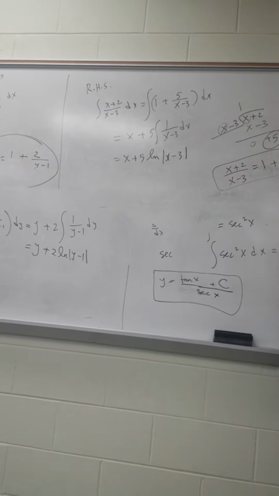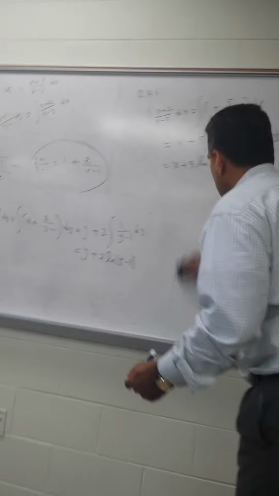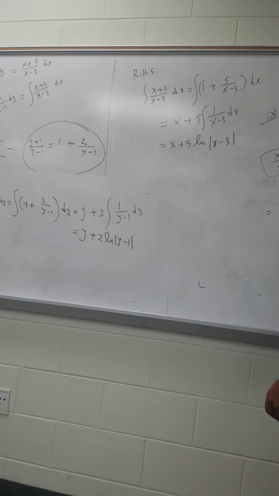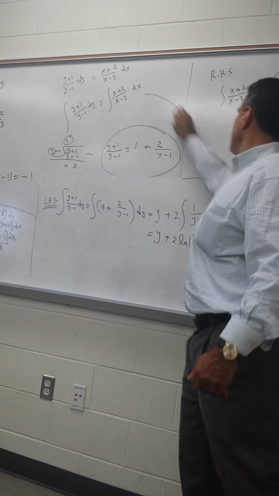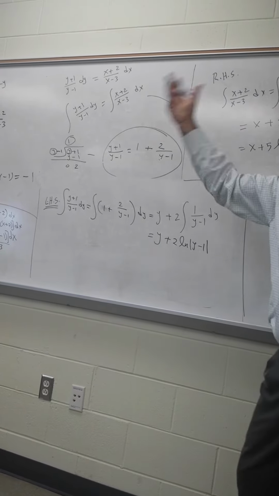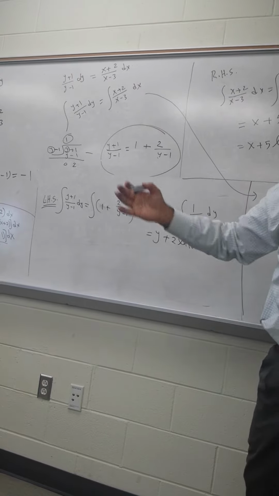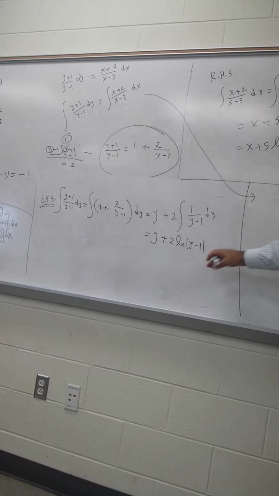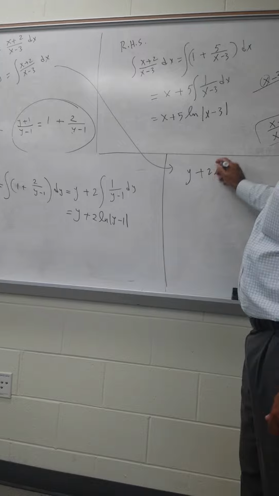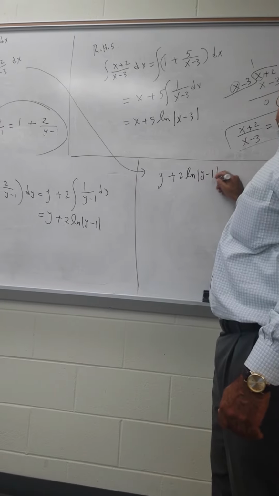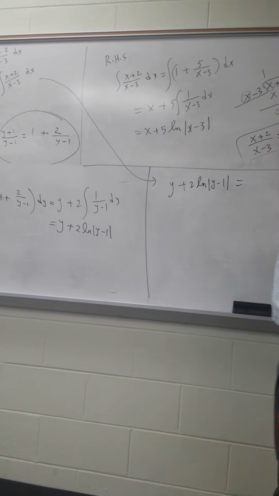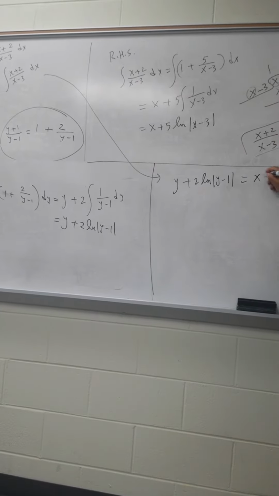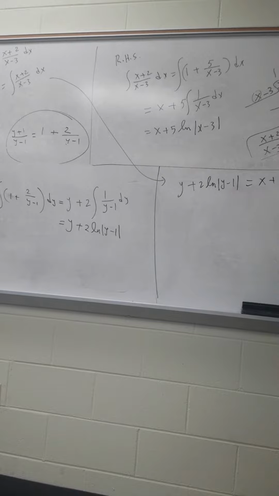You put them together now. So what is the final answer? We go back here, right? So you have two sides, two integrals. We did each one separately. So the left-hand side is this. So it's y plus 2 natural log of y minus 1, equals what? Equals x plus 5 natural log of x minus 3.